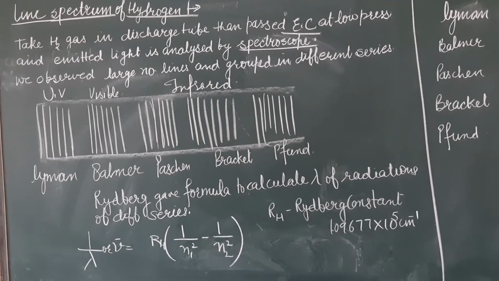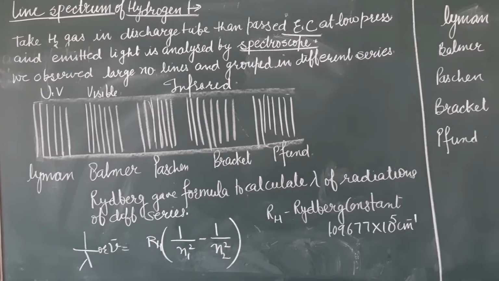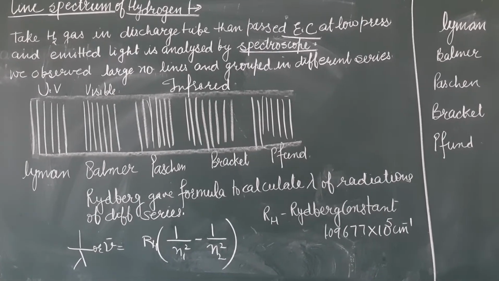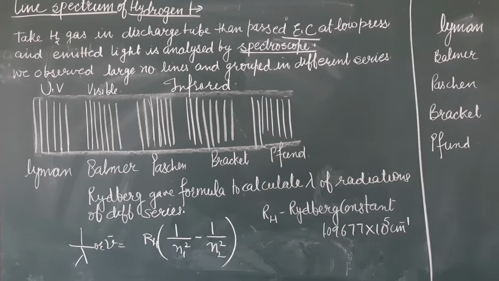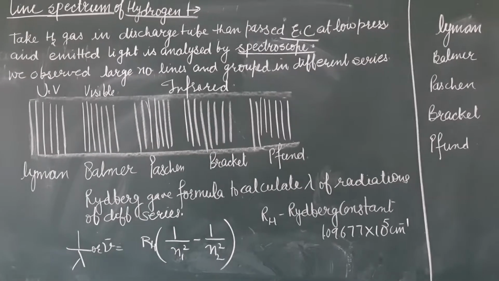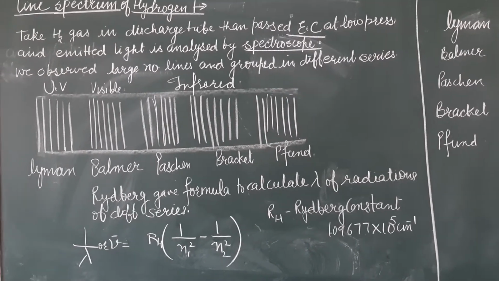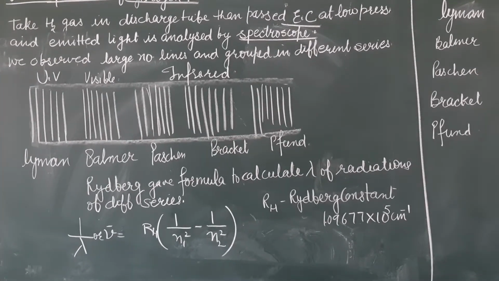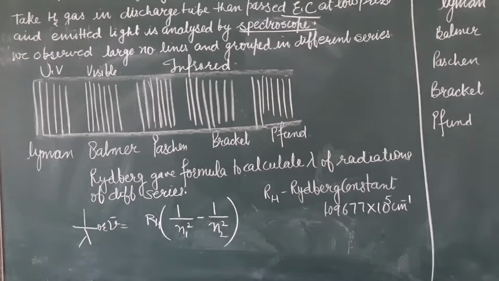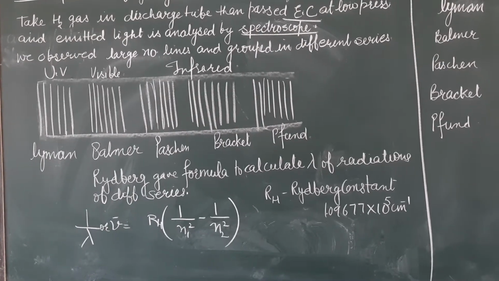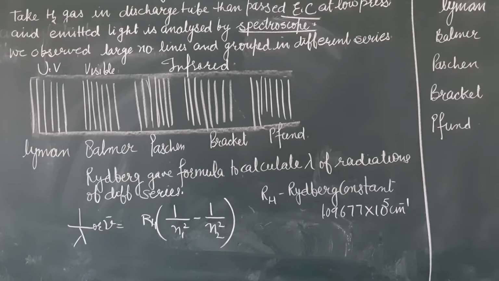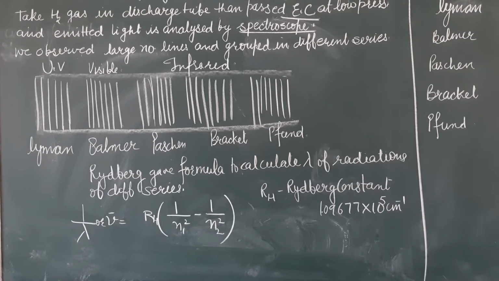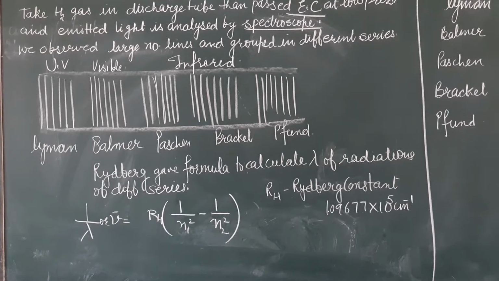That light is analyzed by a spectroscope, which means first the light passes through a prism and then is observed on a photographic plate. What do you observe on the photographic plate? You observe a large number of lines having different wavelengths and frequencies, and these lines are arranged in groups or series. We get a large number of series: Lyman, Balmer, Paschen, Brackett and Pfund series.